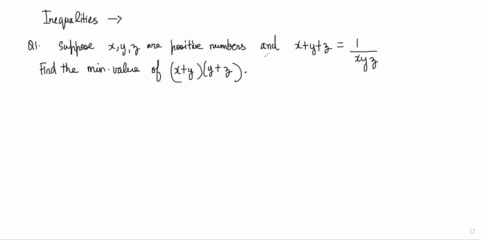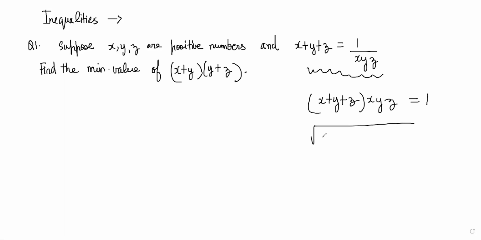So let's think about this problem. We want to look at this condition and figure out what we can deduce from it. If you write this condition like this, x plus y plus z multiplied by xyz is equal to 1, then this should remind you of something. If x plus y plus z multiplied by xyz is 1, then obviously root over xyz times x plus y plus z is also equal to 1, right?